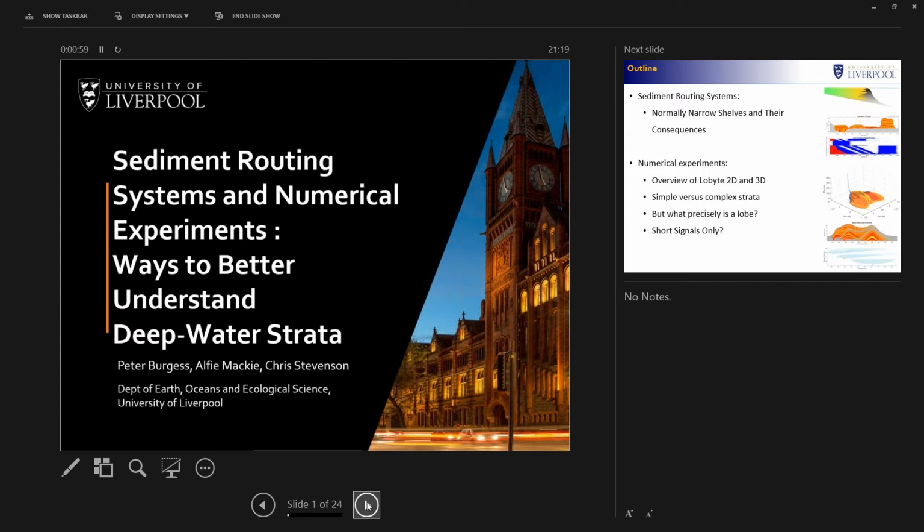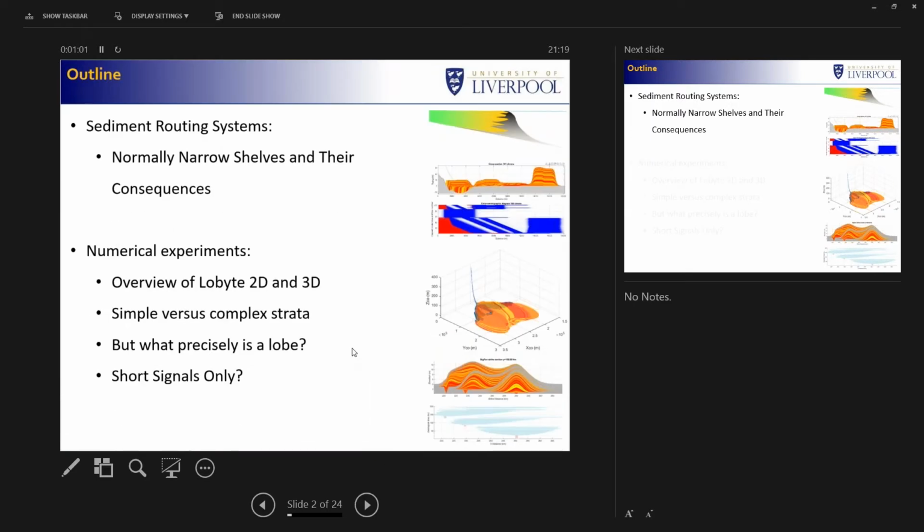What I'm going to talk about is basically two things: sediment routing systems, specifically the issue of how wide shelves are and how wide they have been in the past, and a few examples of numerical experiments, using stratigraphic forward models in an experimental way. And I'll show by example what I mean by that.